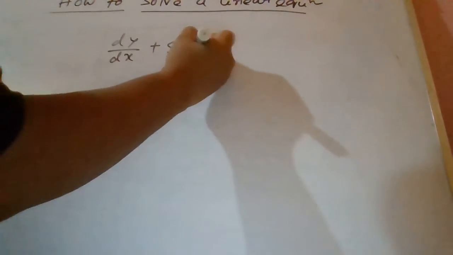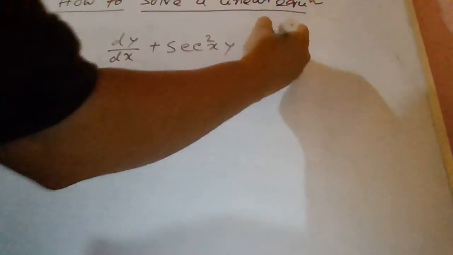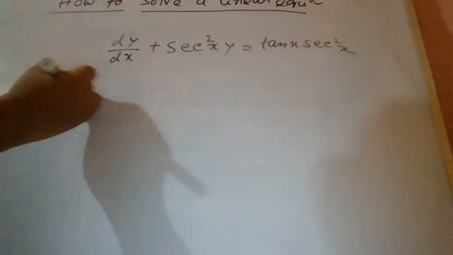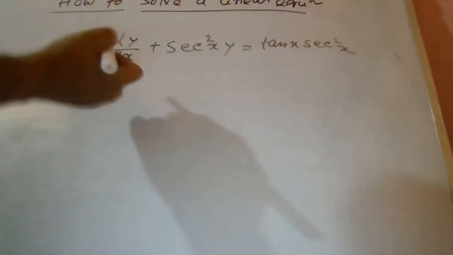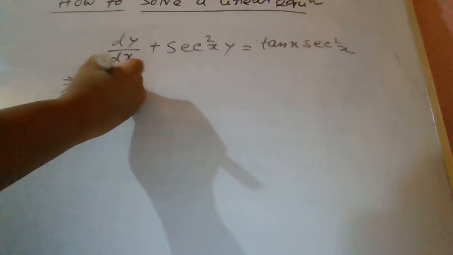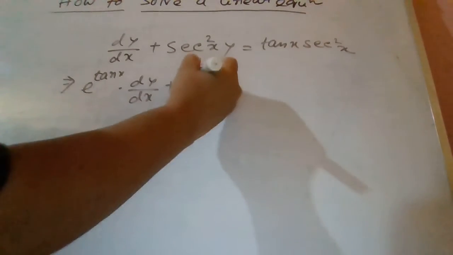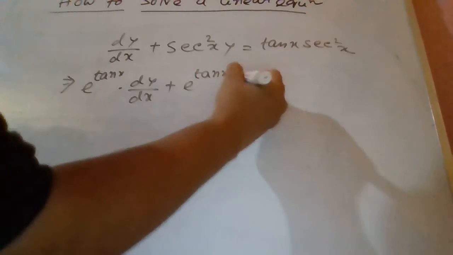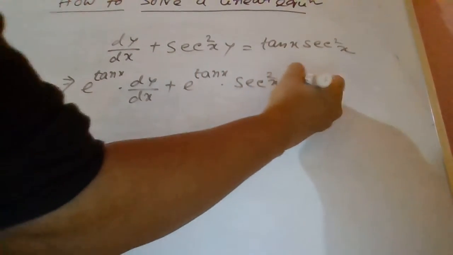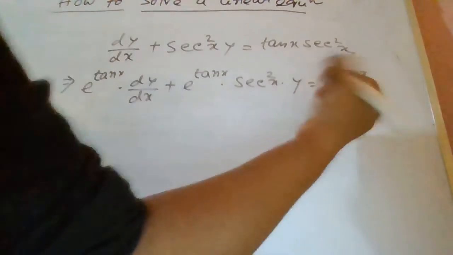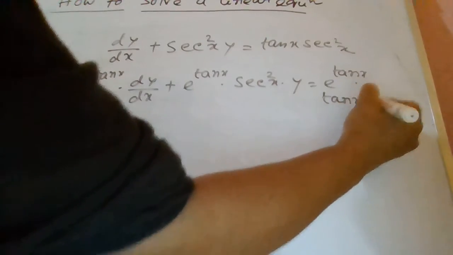Plus sec square x into y equal to tan x into sec square x. So we multiply the integrating factor with this linear form. Our integrating factor is e to the power tan x into dy dx plus e to the power tan x into sec square x into y equal to e to the power tan x into tan x sec square x.